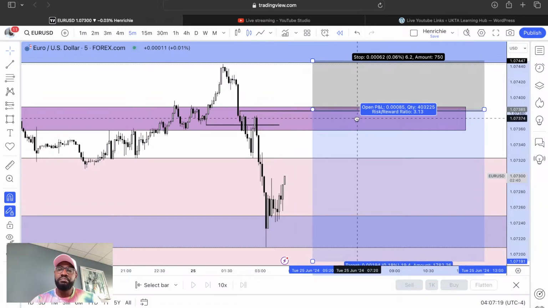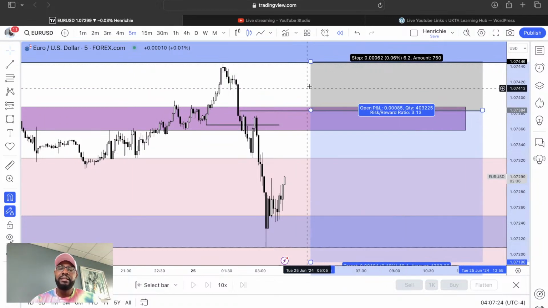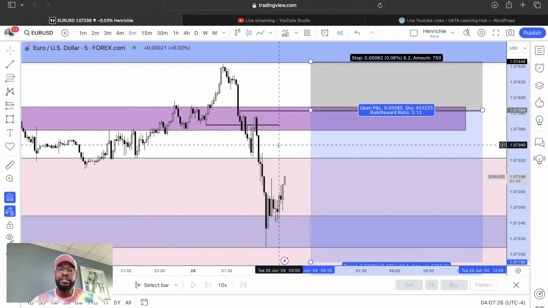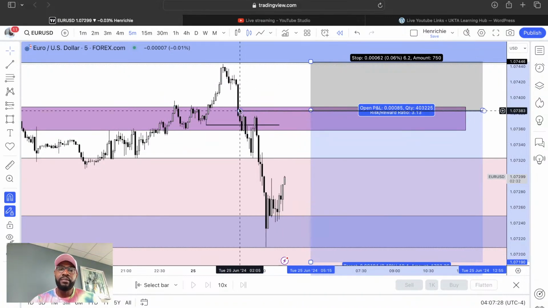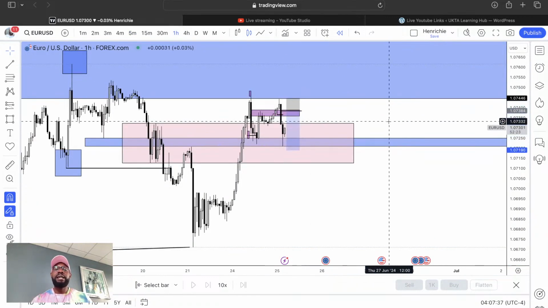But if I was to place a trade today on euro US dollar, this right here is going to be the trade. Entry the inefficiency, stop loss the high. If that works, awesome. If it doesn't, it is what it is. So that is my analysis and what I'm anticipating to see for euro.